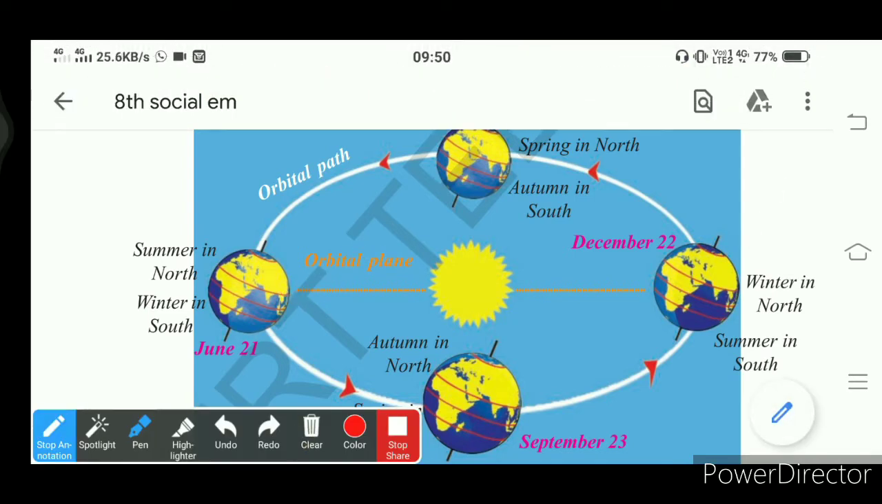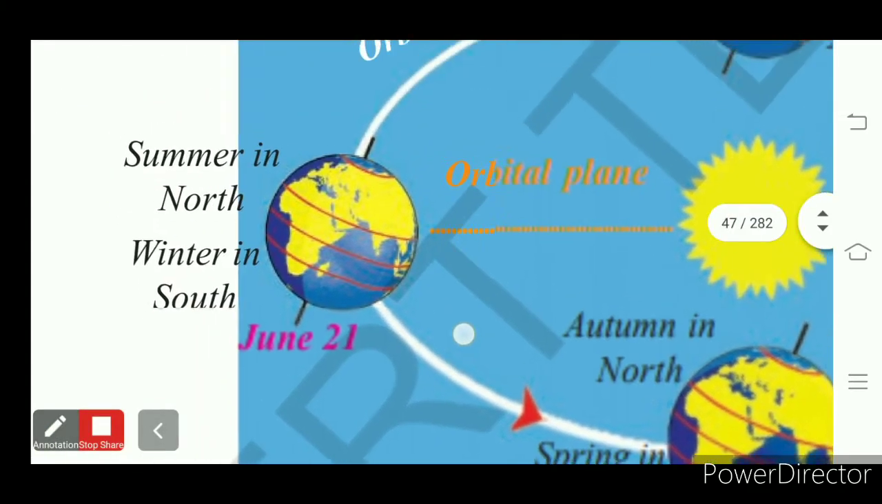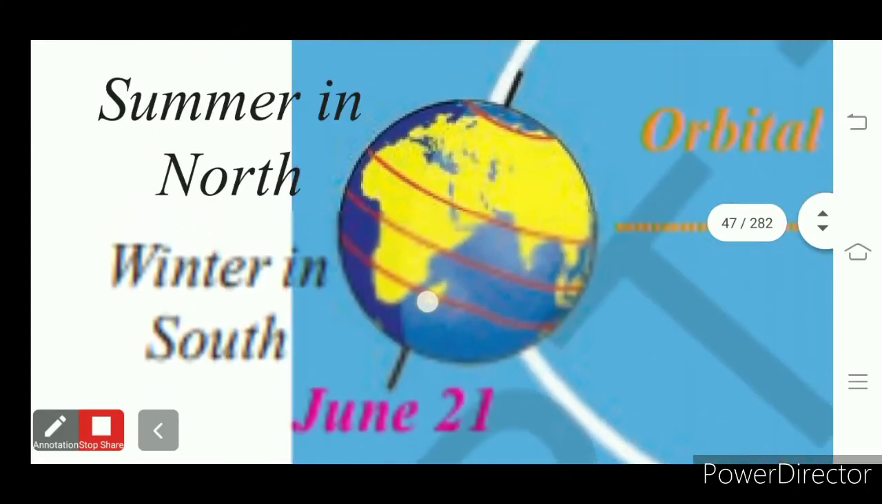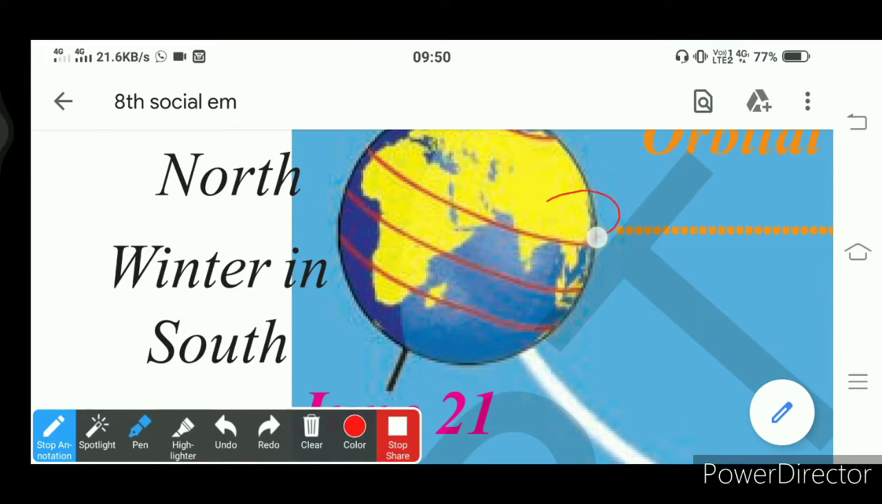Here, the sun rays fall vertically. That means this is the area, my dear students. I'll show you that. I'm zooming in. Look at that. This is the area which gets sun rays directly.